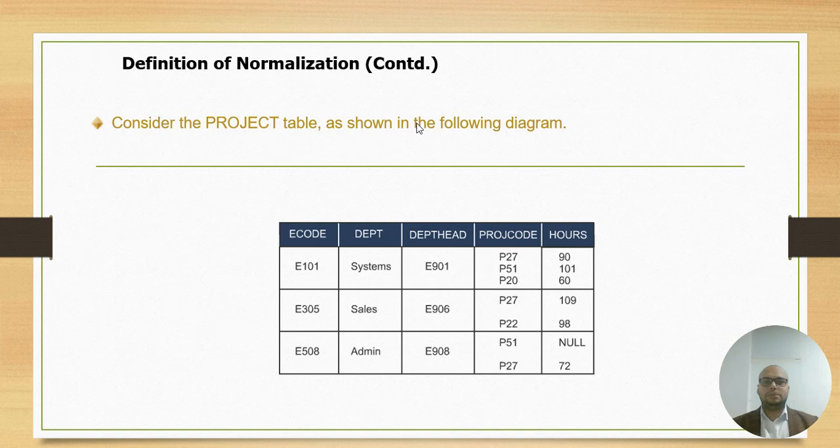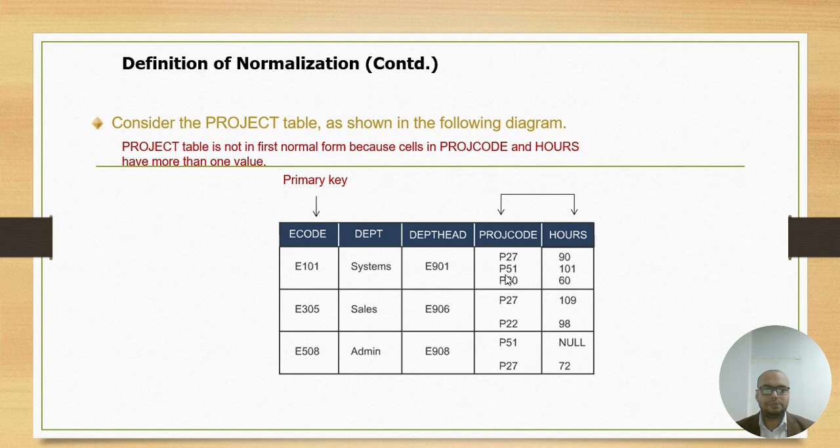So consider the project table as shown in the following diagram, guys. As you can see, employee code, department, department head, project code, and hours. In this table, project code and hours have repeated values. In project code, you can see it is repeated three times. In hours, you can also see three times. Here, the second one, you can see two times. Here, two times, and here also two times. So the project table is not in first normal form because the cells for project code and hours have more than one value, as you can see in this table, right?